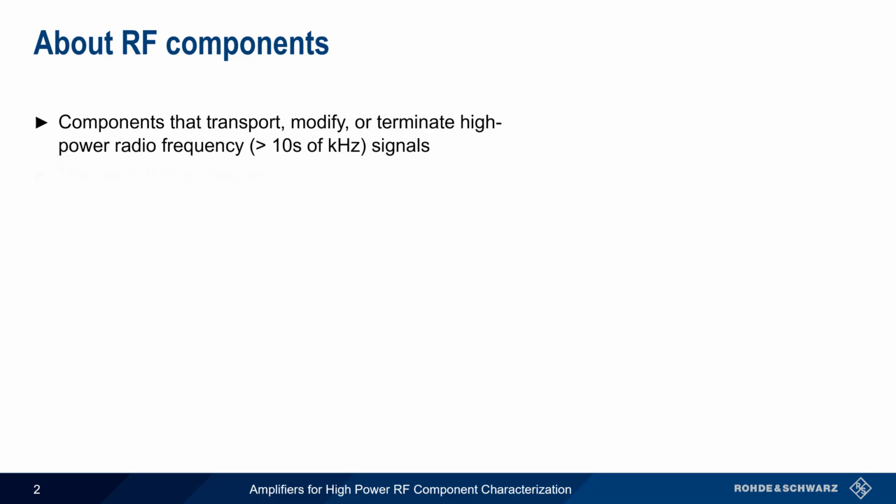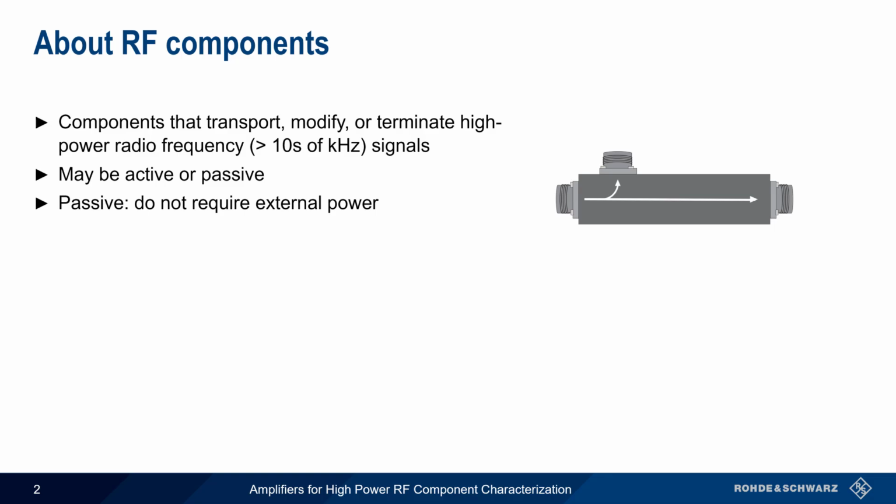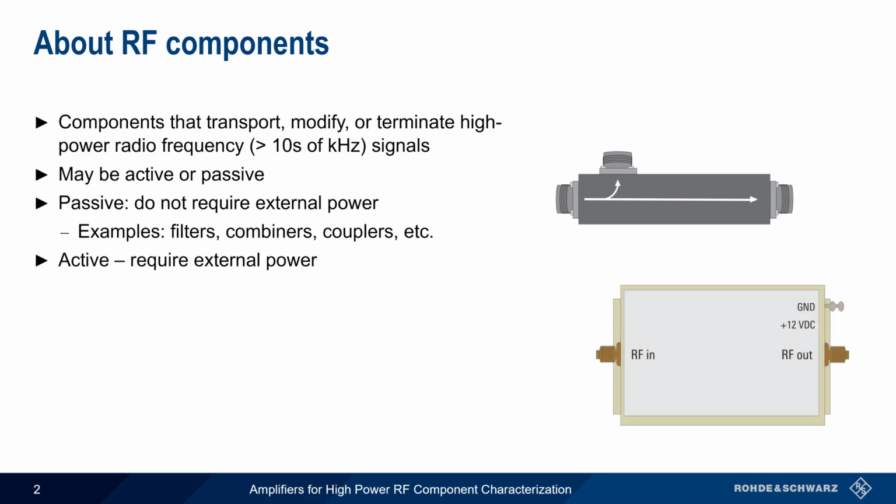Often, RF components are categorized as either active or passive components. Passive components are components that do not require an external power source for their operation. For example, filters, combiners, couplers, etc. On the other hand, active components do require external power. Amplifiers are one of the most common active components.